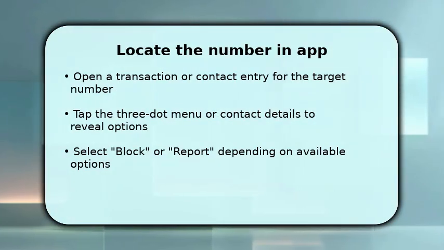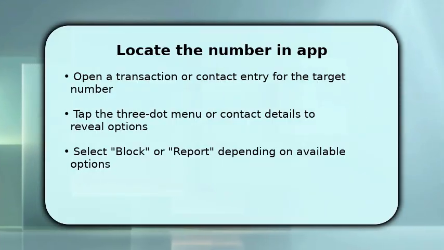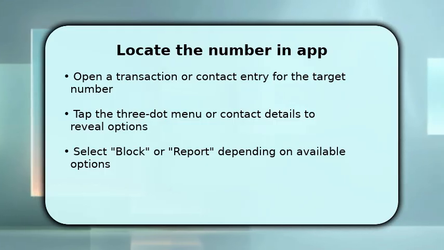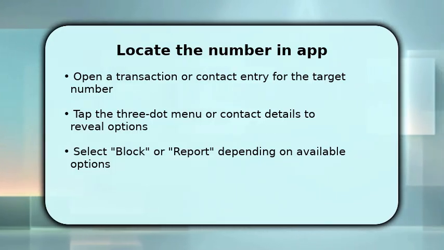You now find the specific transaction or contact entry linked to that phone number and tap it to view details. Once the details open, look for the three-dot menu or the Contact Details section. That's where blocking or reporting controls live. Tap the relevant option and confirm you want to block that number. This removes their ability to request payments or contact you via Google Pay.